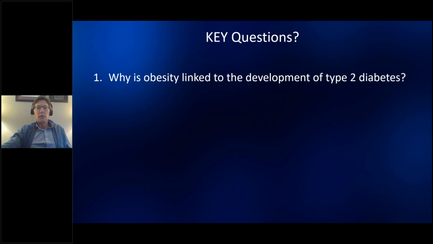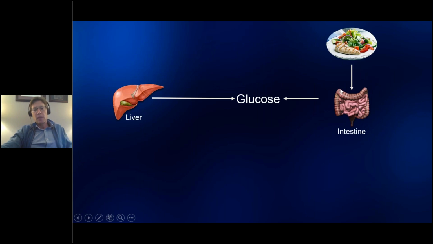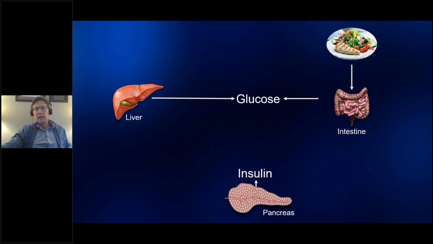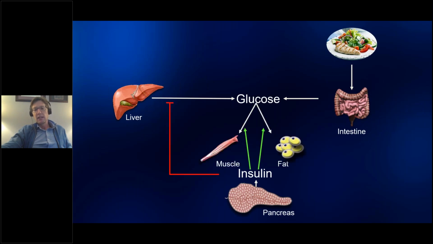So this really gets you thinking, why is obesity linked to the development of these chronic diseases, and specifically type 2 diabetes? If we think about normal glucose control, which is very tightly regulated by insulin, typically insulin stimulates glucose uptake into muscle and fat while suppressing glucose production from the liver. With the development of type 2 diabetes and insulin resistance, the ability of insulin to do this job is impaired.